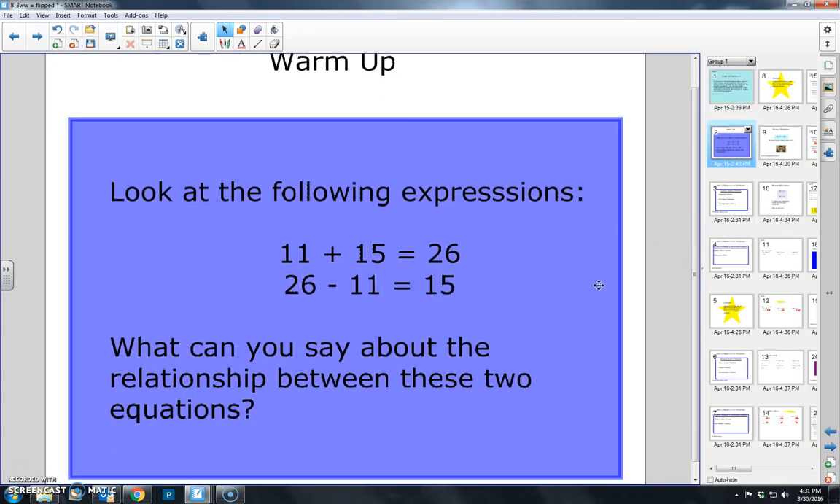If you think about the following expressions, we have 11 plus 15 equals 26. But also flip it around, where 26 now becomes the front: 26 minus 11 equals 15. Keep this in mind. If I draw a line here, whatever is on this side of the equal sign, this is all about balance. This 11 plus 15 has to equal 26. 26 minus 11 has to equal 15. Whatever is on this side of the equation has to equal whatever is on the other side.